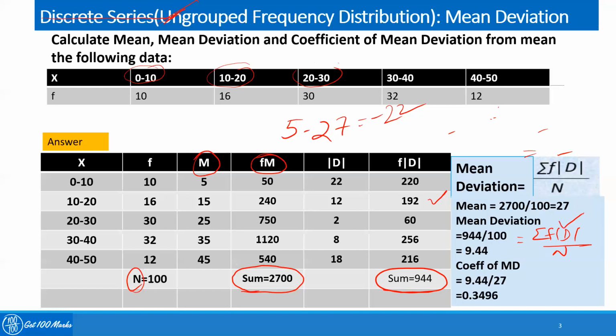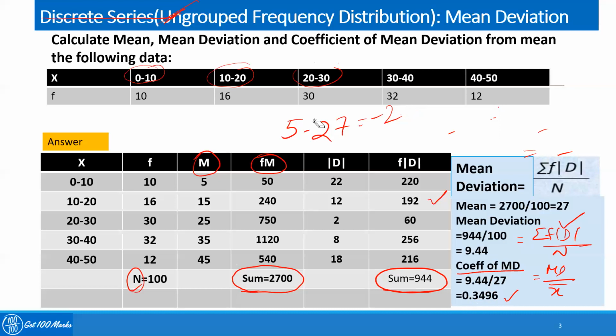Once again, I am repeating here, this is the absolute type of measurement of dispersion. I'll also find the coefficient of mean deviation, which is mean deviation divided by x bar. So our mean deviation is equal to 9.44 divided by 27, which is 0.3496. This is a relative measure where there will be no unit.